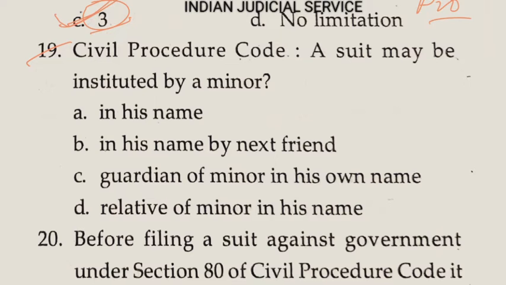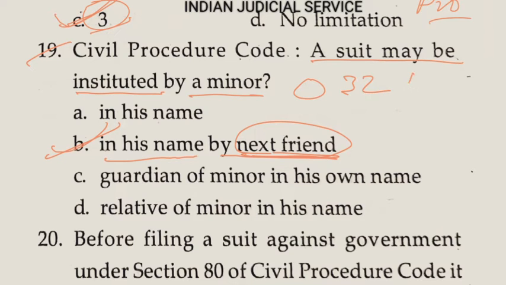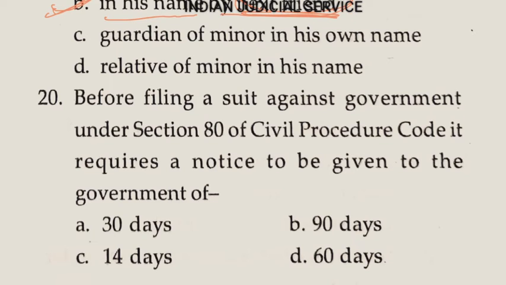Now question number 19, Civil Procedure Code, a suit may be instituted by a minor. So a suit may be instituted by a minor in his name by next friend. This is a very important word, next friend. So the answer is here option B. And this is clearly provided in Order 32 Rules 1 and 2, both Rules 1 and 2 related to next friend. Answer option B.